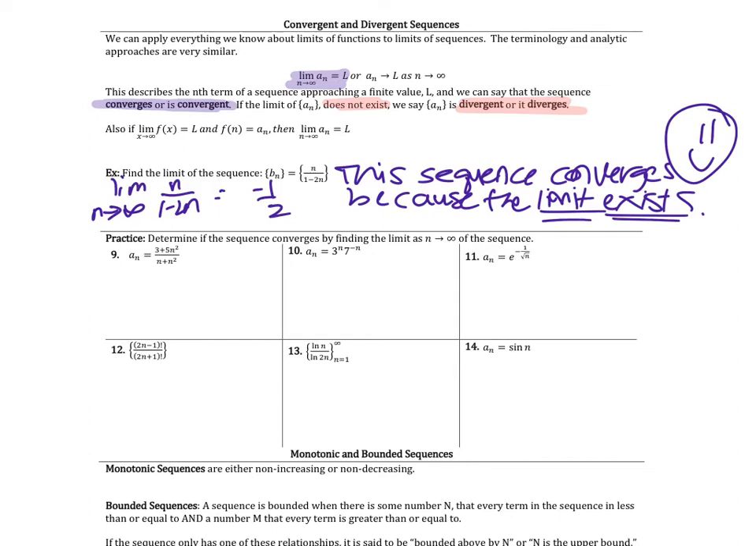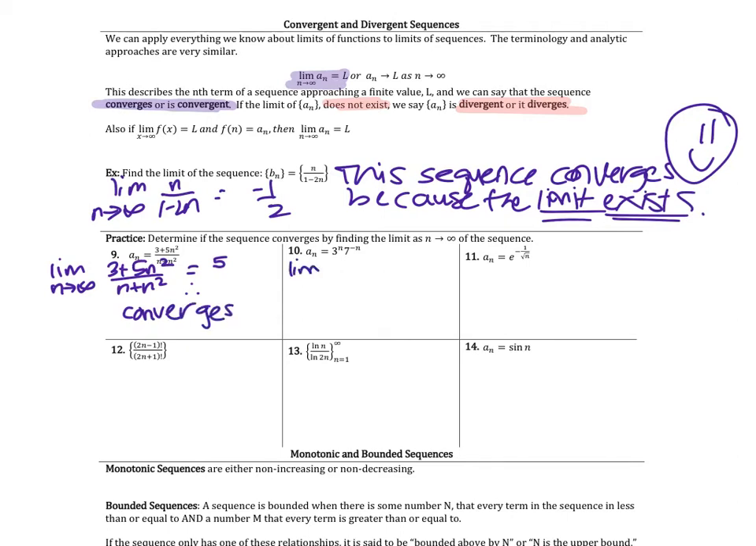Okay, let's look at number 9. So we're going to take the limit as n approaches infinity of (3 + 5n²) over (n + n²). Again, looking at this, they're both degree 2 polynomials, so I can divide the leading coefficients. That's going to give me 5 over 1, or 5. Therefore, this sequence converges.